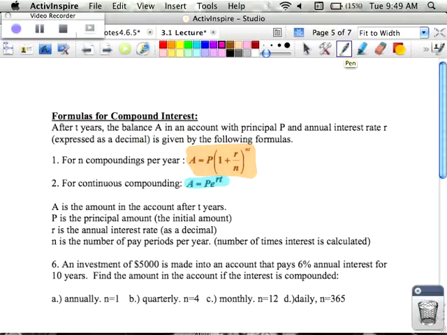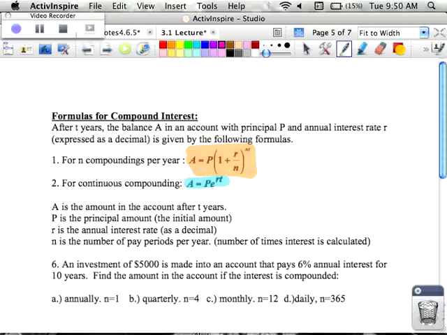And in this slide, you will see that they talk about what each of the different letters mean. For example, A is the amount that you get out of your account after so much time. P is the principal. That means how much money you invested. R is the annual interest rate. And N is the number of pay periods per year. Quarterly means 4, monthly is 12, daily is 365 on a non-leap year, and so forth. So let's try a few problems here and see what happens when we check these.